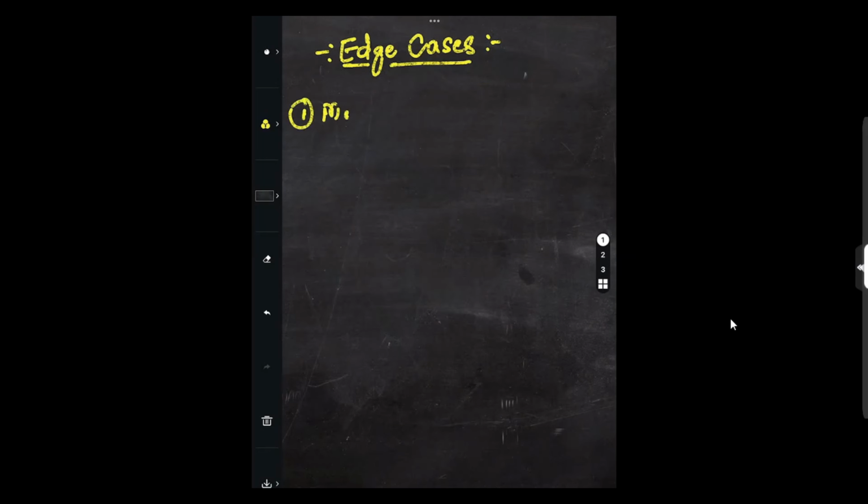First edge case I'll be discussing here is minimum input. So when I say minimum input, let me consider here input 1, right? So we are having only one element. The possible permutation here will be 1 itself because we have only one element, right? So this is for the condition minimum input.